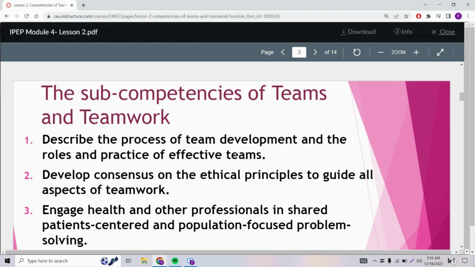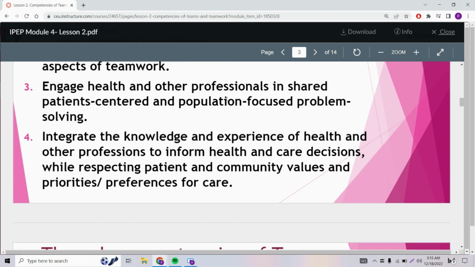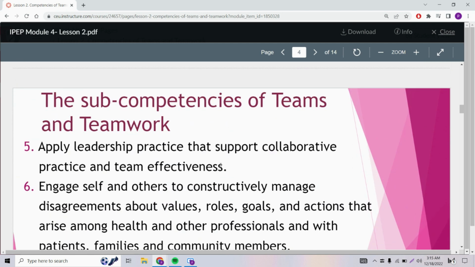Now, the subcompetencies of teams and teamwork would describe the process of team development and the roles and practice of effective teams. Develop consensus on the ethical principles to guide all aspects of teamwork. Engage health and other professionals in shared, patient-centered, and population-focused problem solving. Integrate the knowledge and experience of health and other professions to inform health and care decisions while respecting patient and community values and priorities and preference for care.